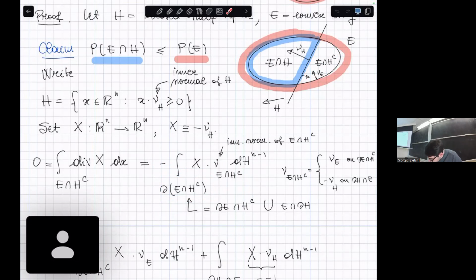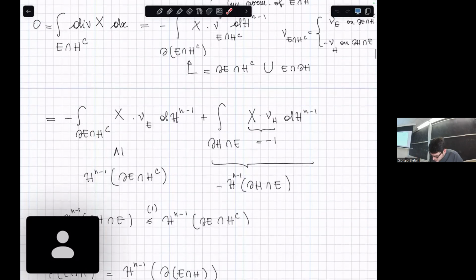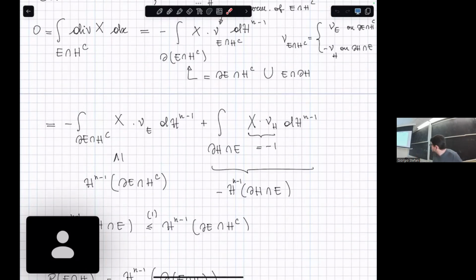And you can simply understand from the picture that when you are looking at the normal on the boundary of E, you get the normal of E, the inner unit normal, and once you're looking at the normal here, then you get the opposite normal of the half space. So the point is that if you plug these pieces of information inside, what you get is that on the part of the boundary of E, you get this new E, while on the part of the boundary of H, you get mu H.